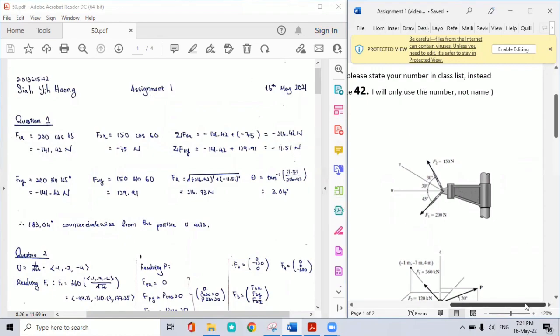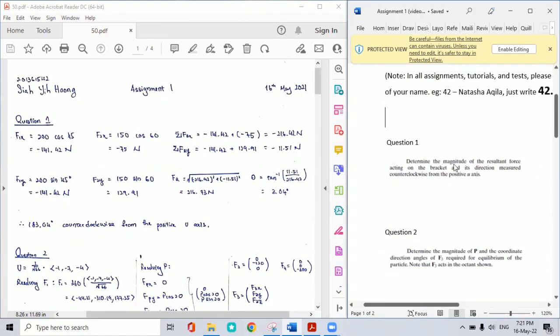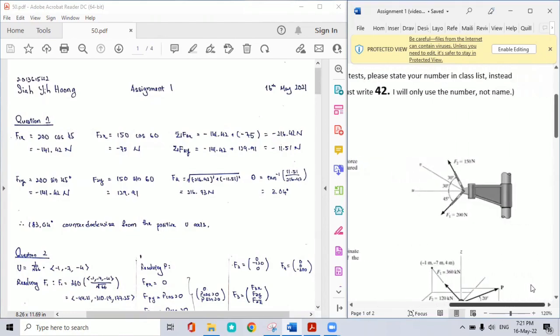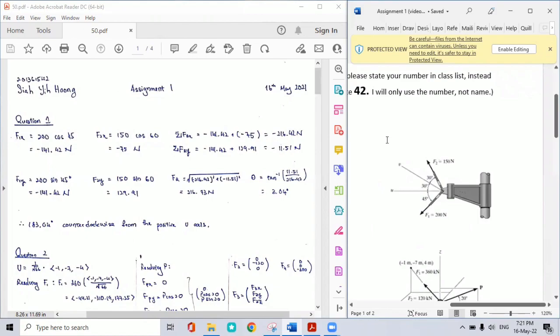By looking at the first question, it requires us to determine the magnitude of the resultant force acting on the bracket and its direction measured counterclockwise from the positive u-axis. So this is the diagram. We have F2 and F1, and in this question we have to find the resultant force of F2 and F1.